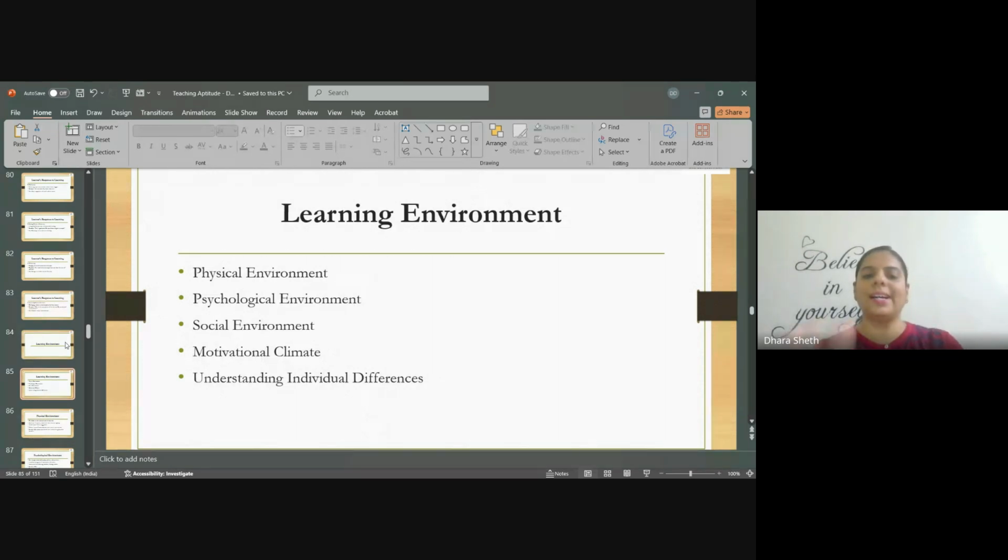So four kinds of environments are important for learning: physical, the classroom; psychological, the mind; social, the interactions and connections between people and the teacher and the student; and motivation, how much motivated the learner is. And last is understanding individual differences. It is not learning environment, but everyone has a different pace, age, not just age, but when it comes to grasping and learning, everyone has a different way and a different speed to learn. So considering that, we should create our curriculums or we should teach.